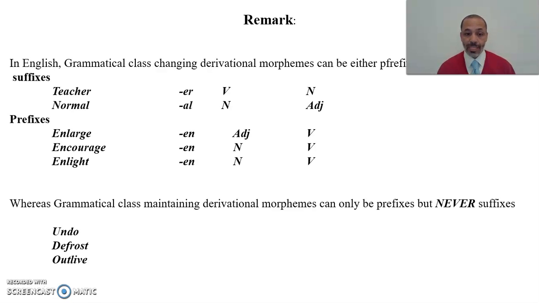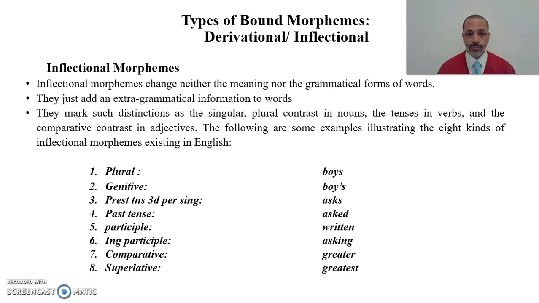Whereas the grammatical class maintaining derivational morphemes can only be prefixes, but never suffixes. You have to remember this and never forget it. Grammatical class maintaining derivational morphemes can only be prefixes, but never suffixes. The examples you have in front of you: do, undo, frost, defrost, live, outlive, and so on.